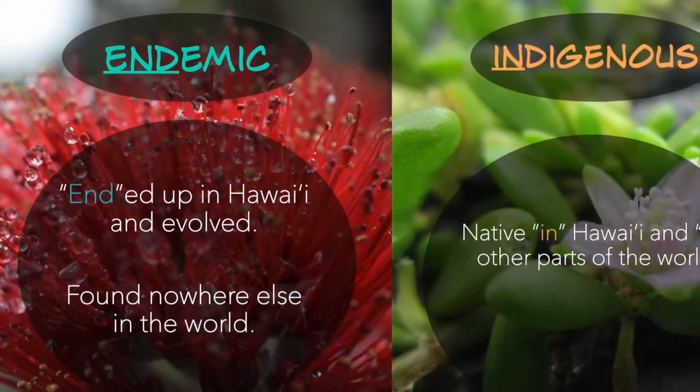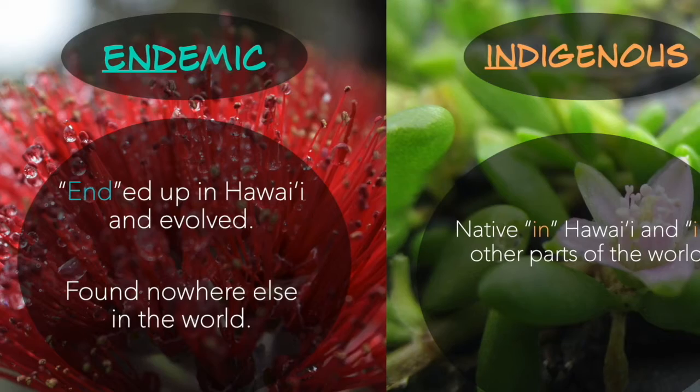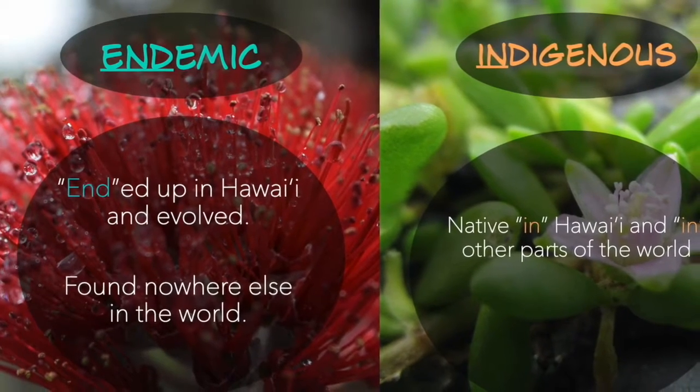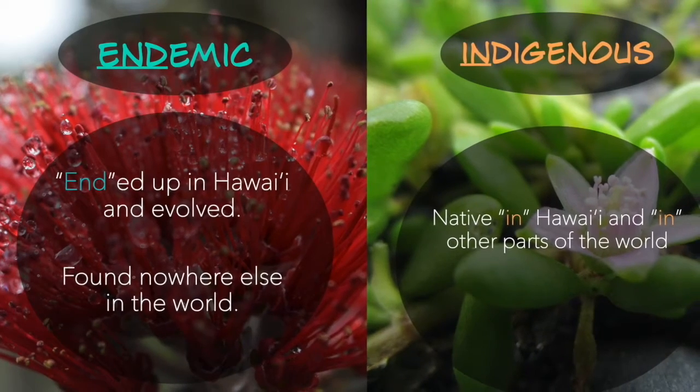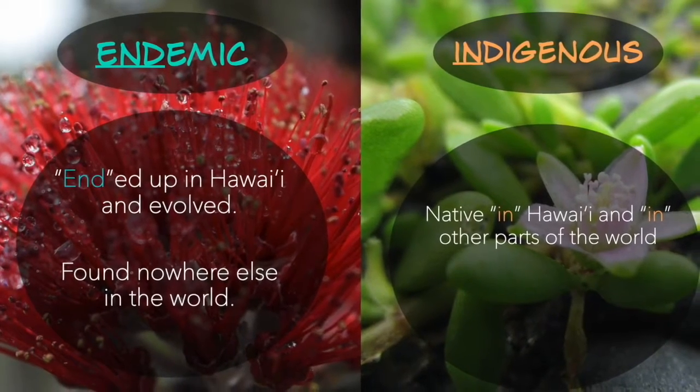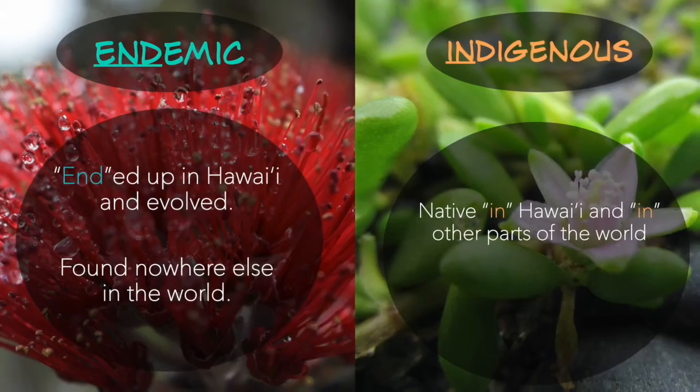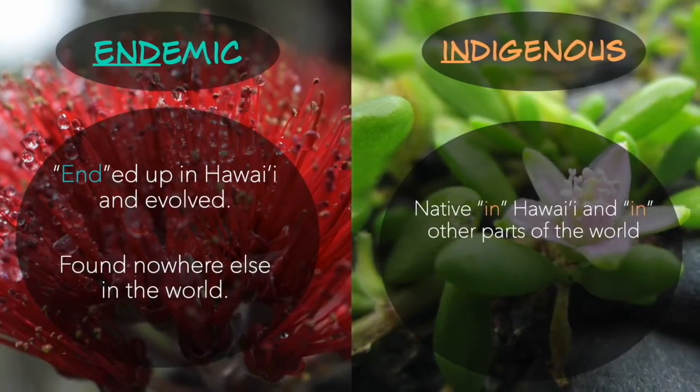Here's one way to remember the difference between the 2 types of native species. Endemic species ended up in Hawaii, adapted and evolved into new species, and are now found nowhere else on Earth. Indigenous species are native in Hawaii and are also native in other parts of the world.